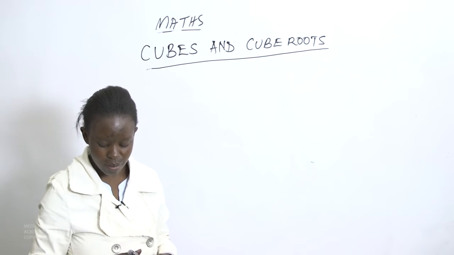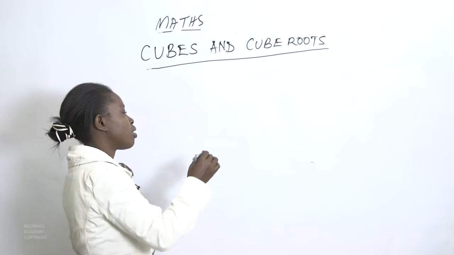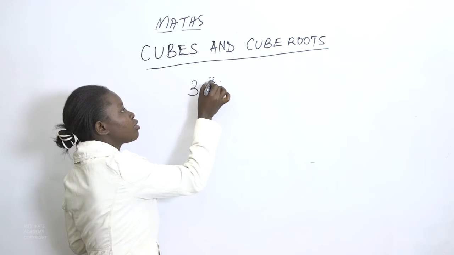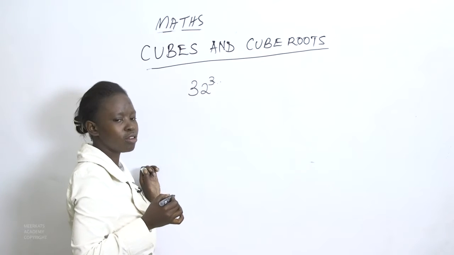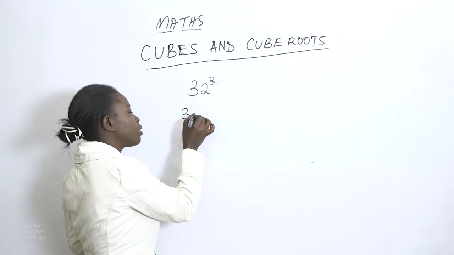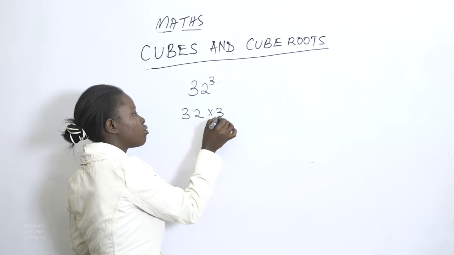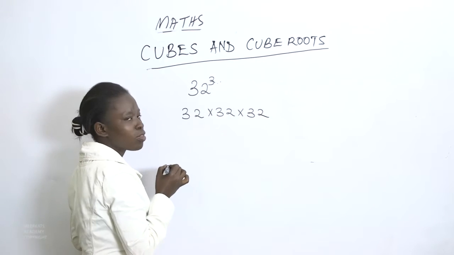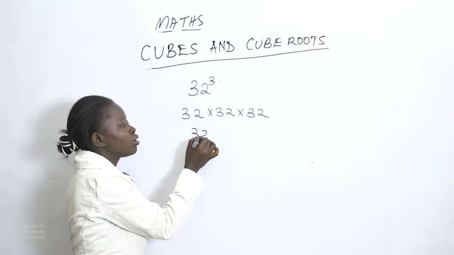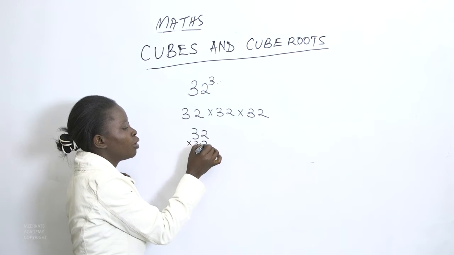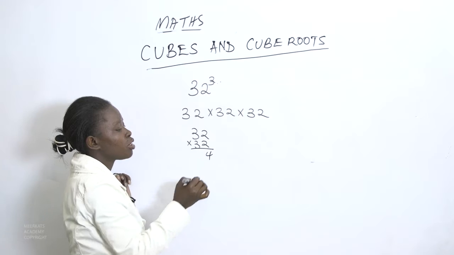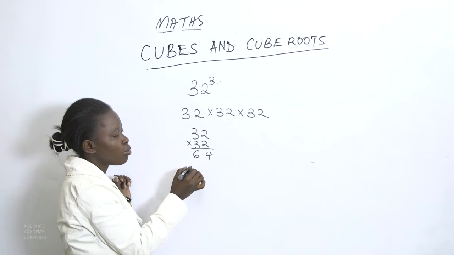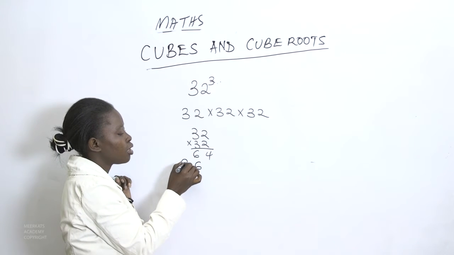And we are winding up by looking at this, that if I'm asked to get the cube of 32, then it simply means we are getting the cube of 32. It simply means I multiply my 32 3 times. So I have 32 times 32 times 32. So this means that 32 times 32, we have 2 times 2, which is 4. 2 times 3, that is 6. 3 times 2 is 6. 3 times 3 is 9.